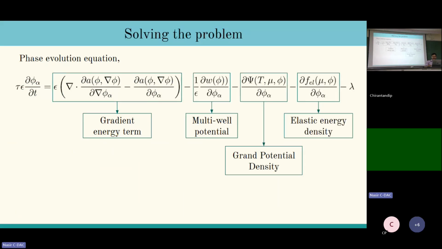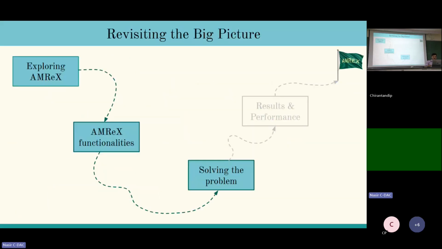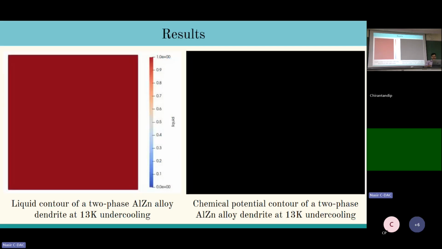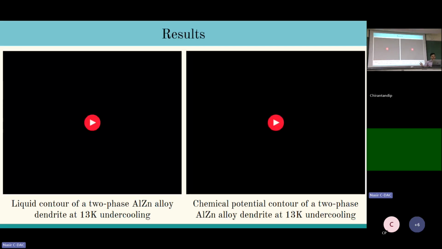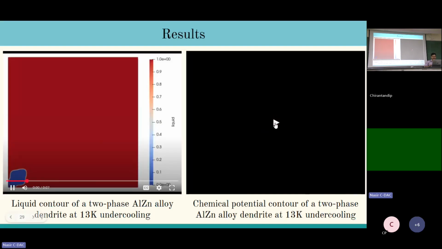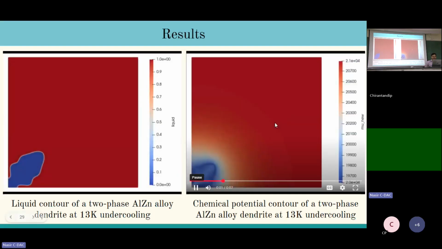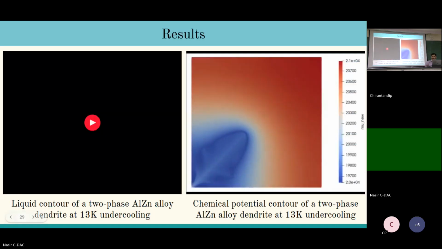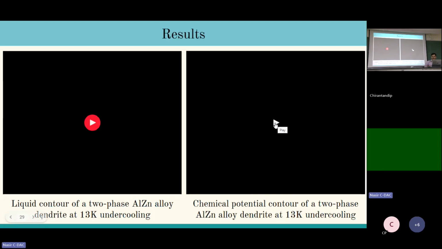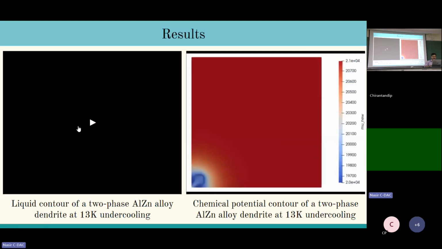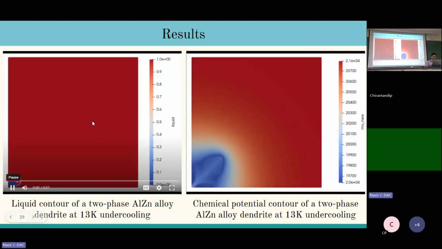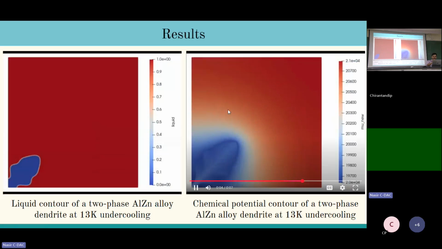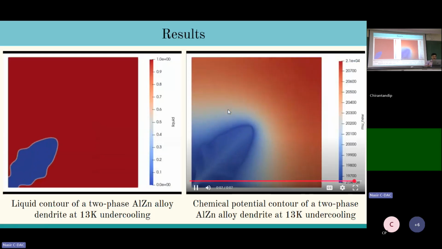Now we've looked at the problem that we were solving. It's the grand potential model. We'll look at a few results that we've generated using these codes. I'd like to show you the aluminum zinc alloy, which will be used during the hands-on tutorials session of GPMPI. So there's the chemical potential update, and this is the phi update. There's a pool of liquid and the dendrite is growing.